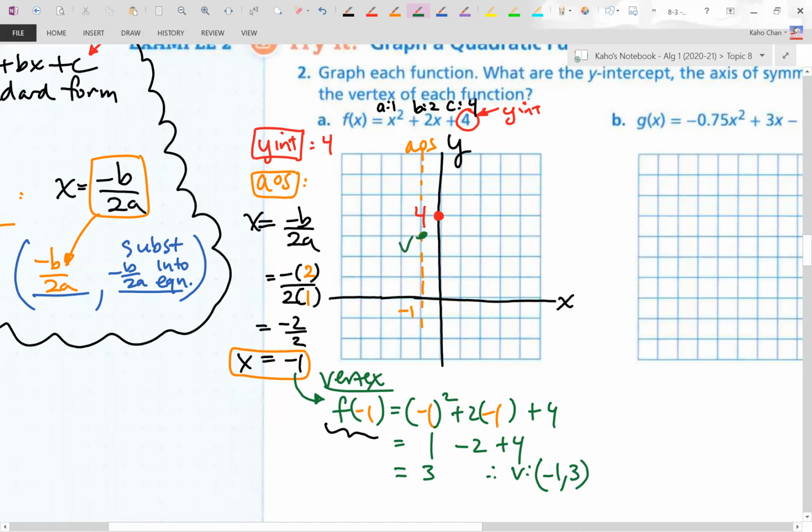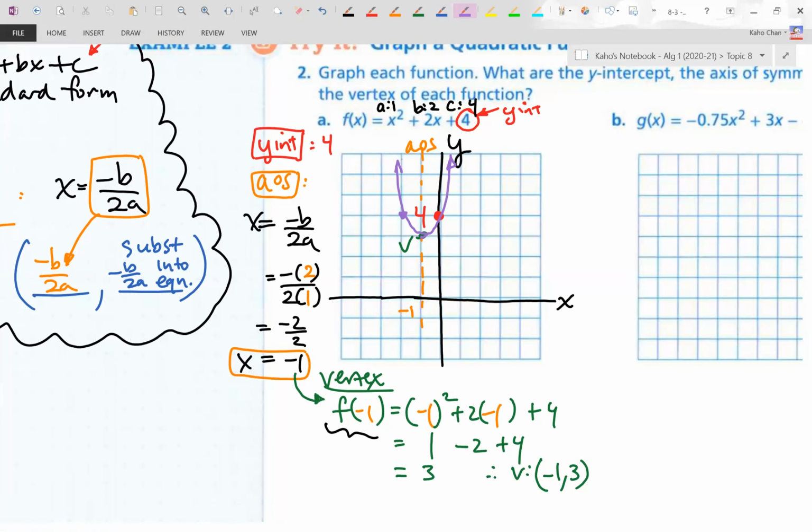Label it. Oh, that's kind of interesting. We have a red dot on the y-intercept. We can just call that connected. That's half of the parabola right there. And the other half is a mirror image on the other side of the axis of symmetry. So I'll put a dot here to represent that. And ladies and gentlemen, congratulations. You just drew your first standard form quadratic.